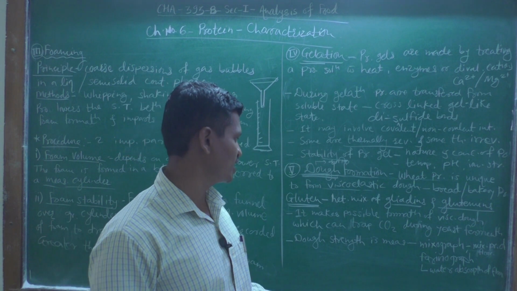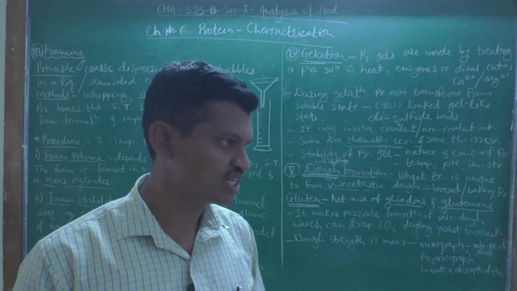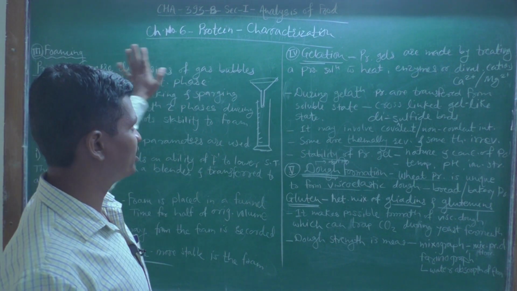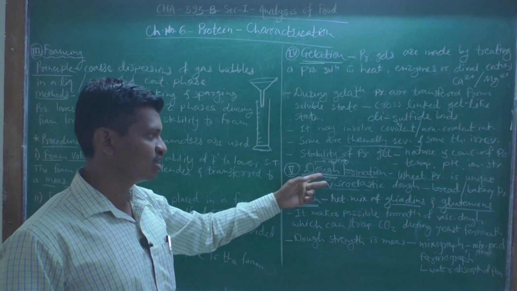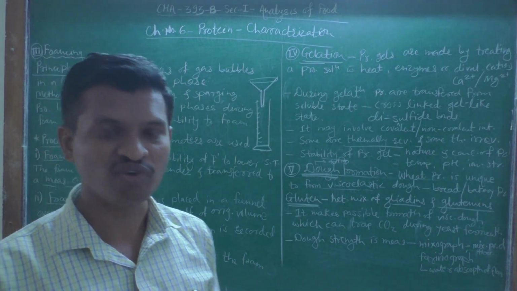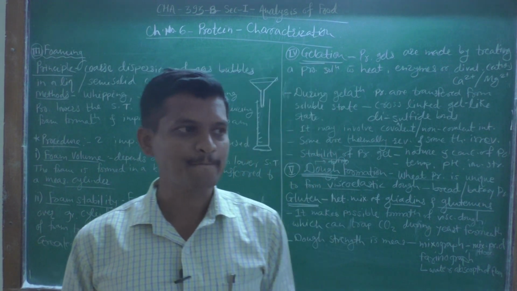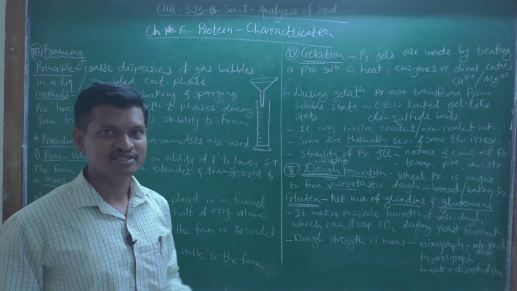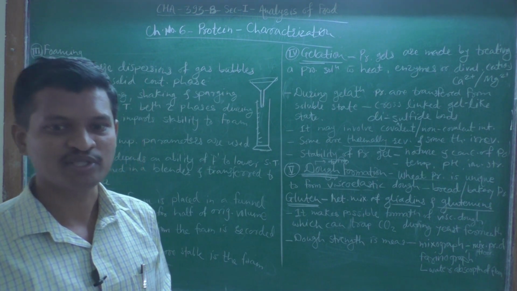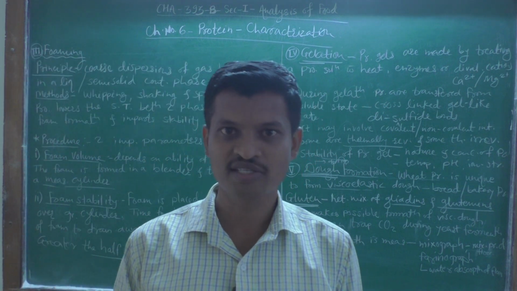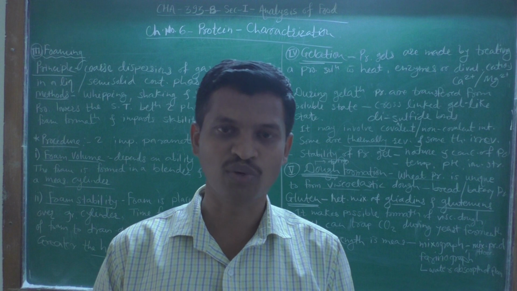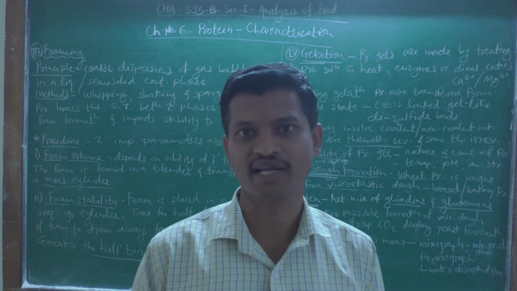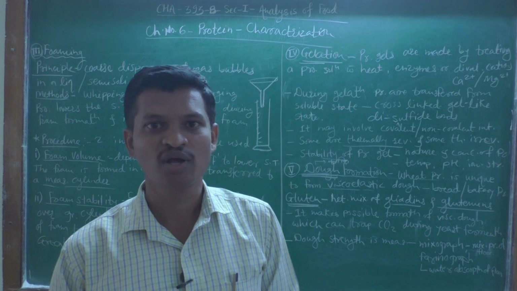In this way we have studied all these five properties. Two were already completed, the third one is foaming, the fourth is gelation, and the fifth is dough formation. These are the protein functional properties. In this way we have also completed our sixth chapter, protein. The protein chapter was divided into two parts. The first part was related to protein analysis, and the second part was related to protein characterization. So we have completed both of these parts.